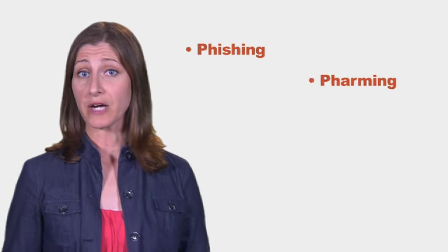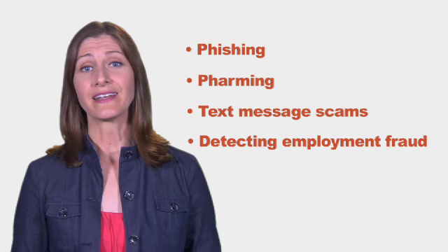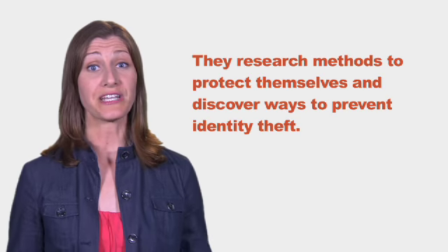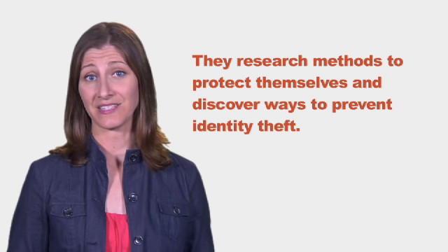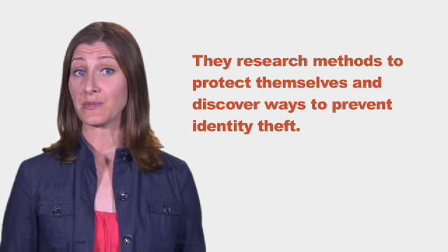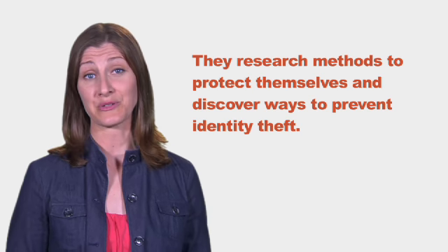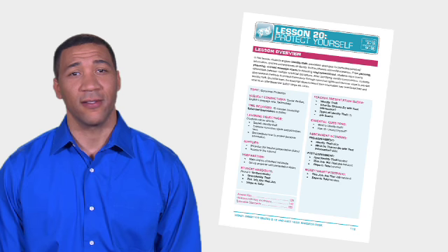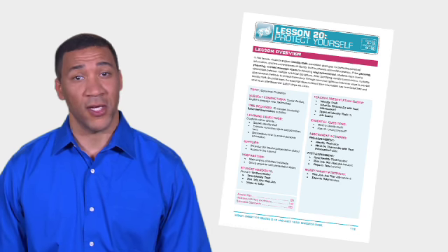From phishing, farming, and text message scams to detecting employment fraud, students learn how to differentiate between multiple unethical deceptions. After identifying identity compromises, they also research methods to protect themselves and discover ways to prevent identity theft. Students learn the essential steps to take if their information has been breached and what to do after those first action steps are taken. The overview page contains a snapshot of the entire lesson and identifies where to locate the answer key, key terms, and standards connections.